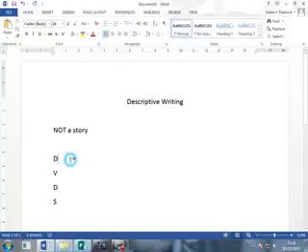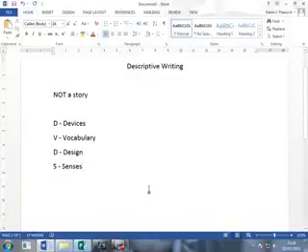This is useful as a mnemonic because it stands for devices, vocabulary, design, and senses. Let's start with devices. What is a device?